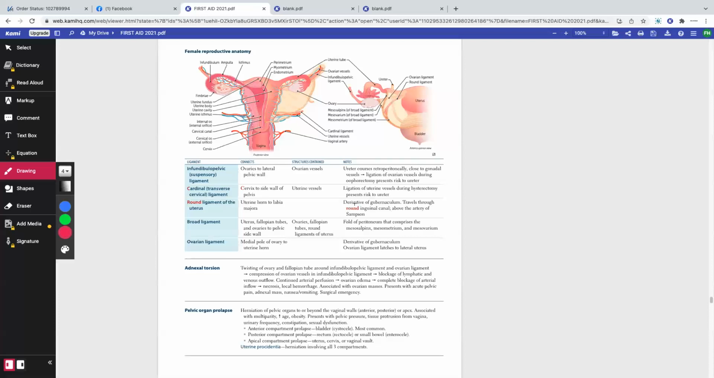What is the name of the ligament that is attaching the ovaries medially to the uterus? The name is ovarian ligament. Very good. Is this a derivative of gubernaculum? Yes or no? The answer is yes. What is the name of the ligament that is connecting the cervix to the lateral wall, to the side of the pelvis? The name is cardinal ligament. What blood vessels are carried in the cardinal ligament?